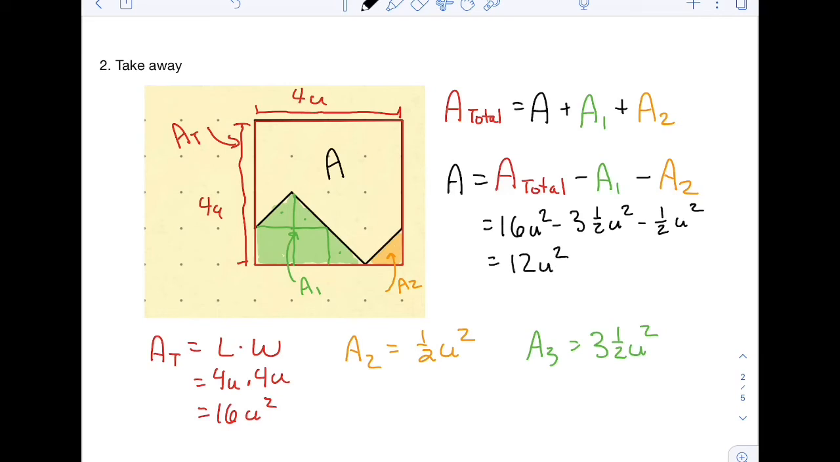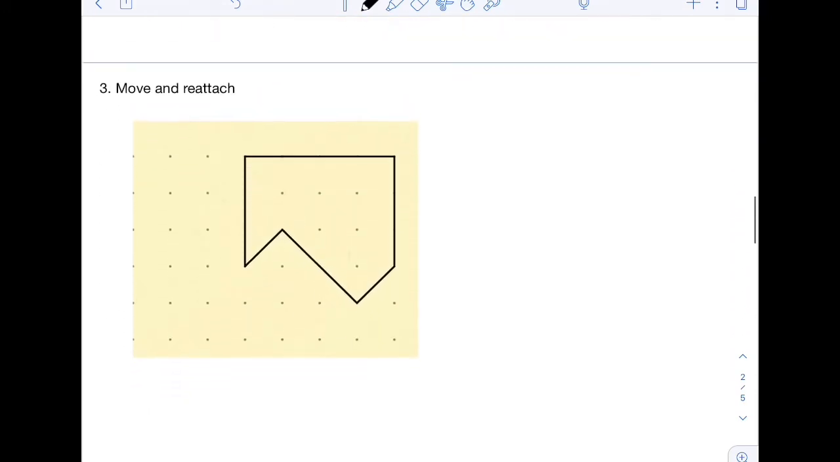And this is the same value that I got above, which, regardless of the method, I should always end up with the same value. Let's go with another strategy. Move and reattach. Sometimes we can look at a shape and see that if I could just rearrange, then I would have something easy to work with.